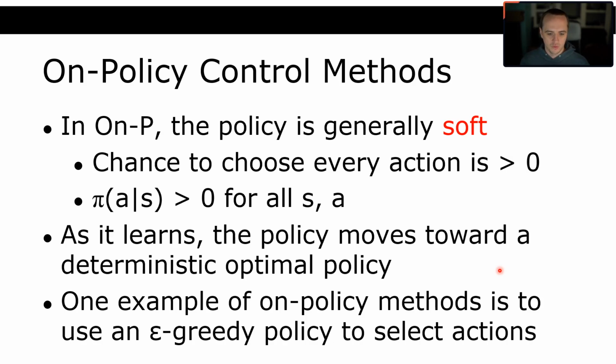So we talked about that before, right? If we have epsilon greedy, then with probability epsilon, we choose a random action. And so therefore, if epsilon is greater than 0, then every action at every state has a possibility of being chosen. And so that means that epsilon greedy results in a soft policy.